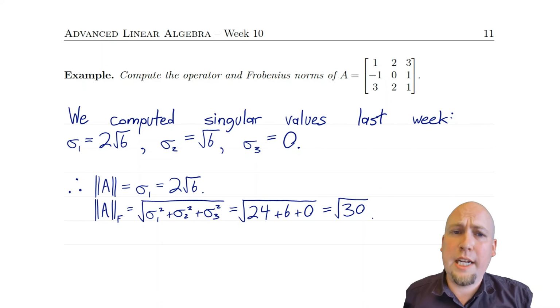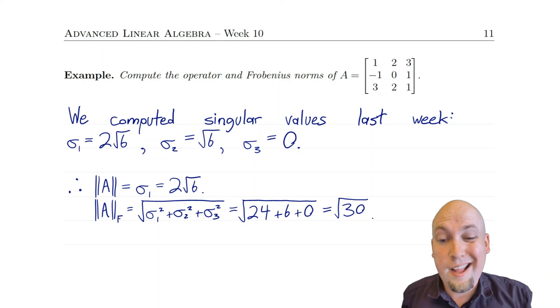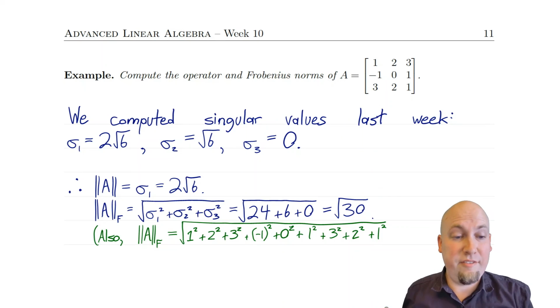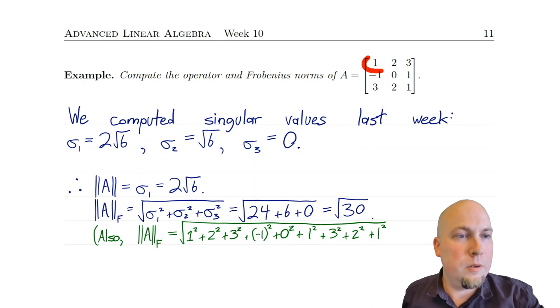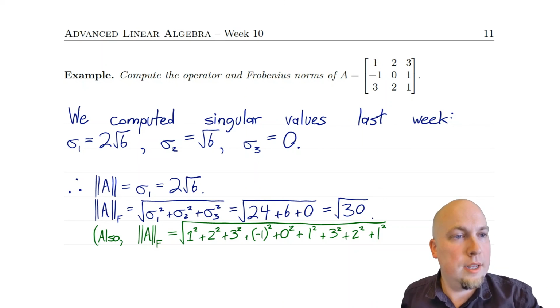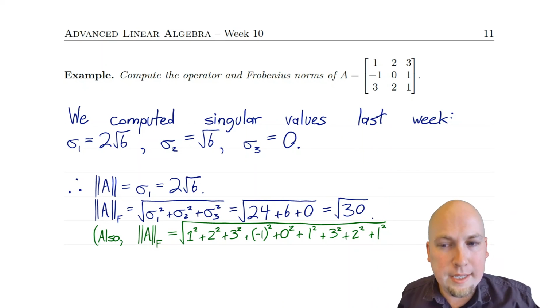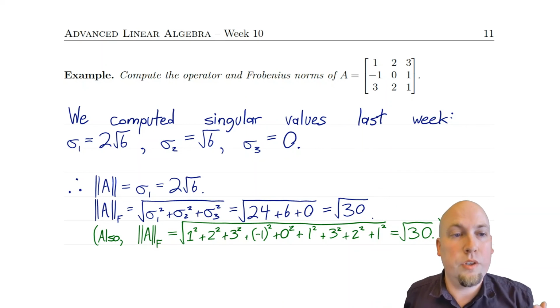And it's maybe a good idea, especially because this is our first time using this theorem to compute the Frobenius norm, to compare what we get if we compute the Frobenius norm just via the definition. Remember, the Frobenius norm is also what you get if you add up the squares of each entry in the matrix and then take the square root at the end of the day. So it's going to be 1 squared plus 2 squared plus 3 squared plus minus 1 squared plus 0 squared and so on, and then the square root. If you do that calculation, of course, you find that you get the same thing: root 30.